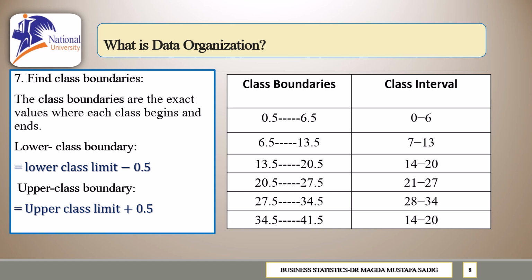For example, 0 to 6 becomes minus 0.5 to 6.5. Similarly, 7 to 13 becomes 6.5 to 13.5. Notice that adjacent classes now touch perfectly. This eliminates any gaps between intervals. Class boundaries are especially useful when constructing histograms.